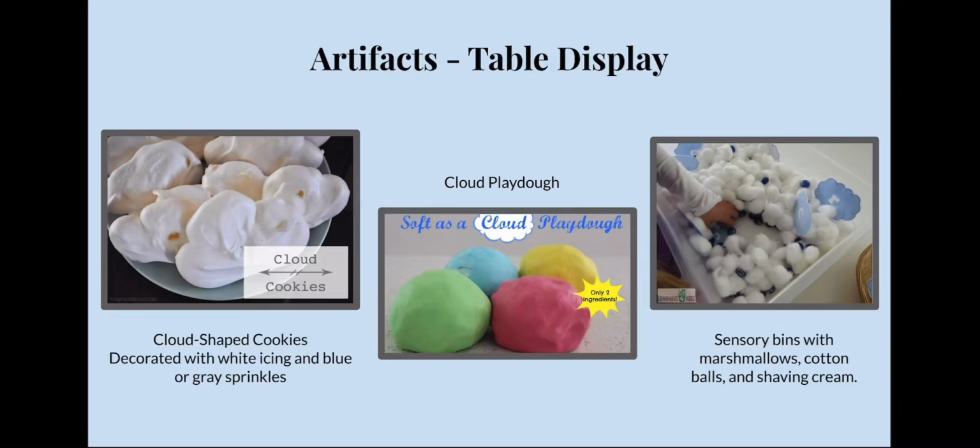And I also chose cloud Play-Doh for my next artifact. It would be a nice thing they can make and then play with. And another artifact is a sensory bin. So I would do one with marshmallows, one with maybe cotton balls, and one with shaving cream, so that they can kind of feel what they think a cloud might feel like.